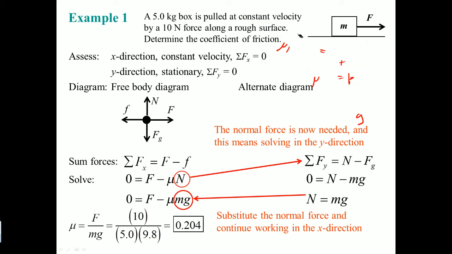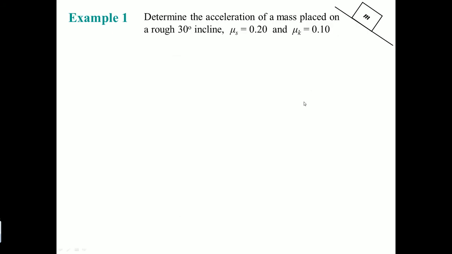Mu is equal to 0.204. So this is higher than ice. Oh, but this is moving. So it's probably like a plastic surface, maybe? A wax surface? Okay. Let's look at the next example.